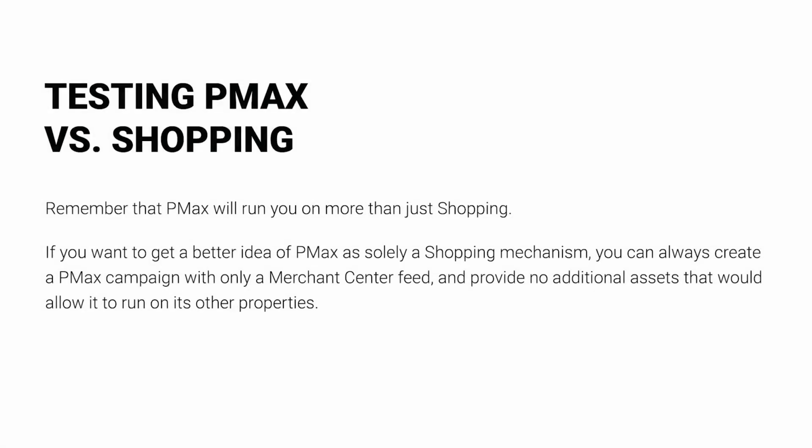If you want to get a better idea of Performance Max solely as a shopping mechanism, you can create a Performance Max campaign, but all you give it is the Merchant Center feed. So don't give it any of the copy that it asks for, don't give it any imagery, don't give it the YouTube link. If you don't give it those things, it sort of forces it to run as a shopping campaign, and a lot of times the results that we're seeing are akin to what we got when they still had smart shopping. I don't know that this loophole will always exist. It doesn't seem to be an explicit one. It's just kind of one that we happen to find, but I would recommend testing it if it's still available at the time that you watch this.